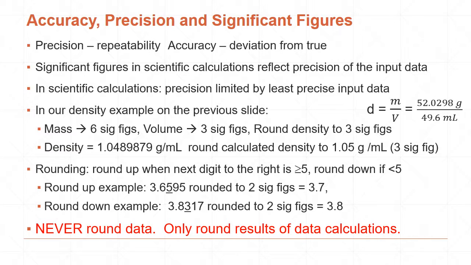The only thing I'm ever going to round are calculations that result from a mathematical equation involving data. So for example, the density is a calculated number. It's the ratio of mass divided by volume. That's an example where you would need to round. So never round your data, only round the results of data calculations.